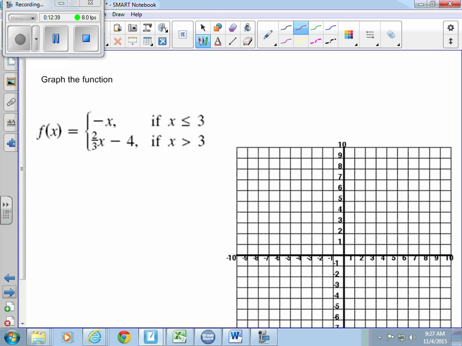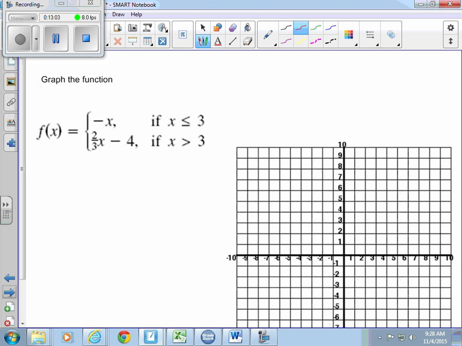Because now the function is not just a horizontal line. The function at the top is y equals -x. And the function at the bottom is y equals 2/3 x minus 4. Are both of those functions things we can graph? Yes.